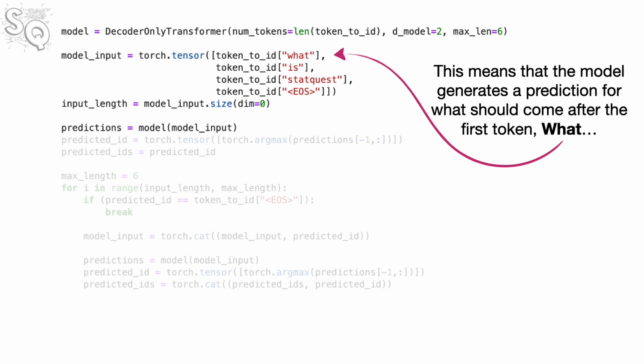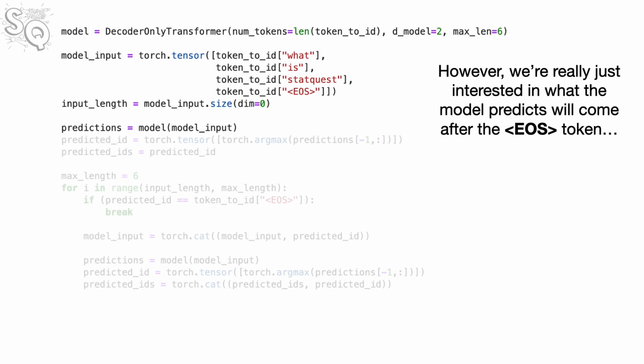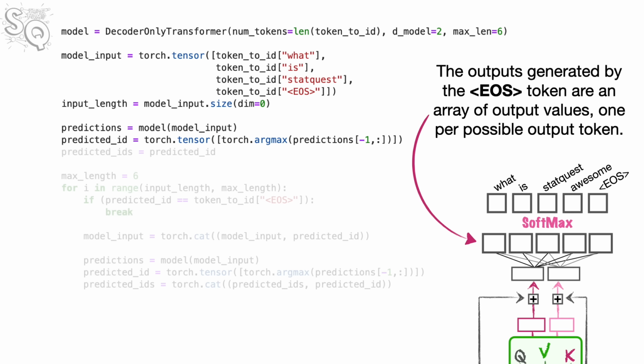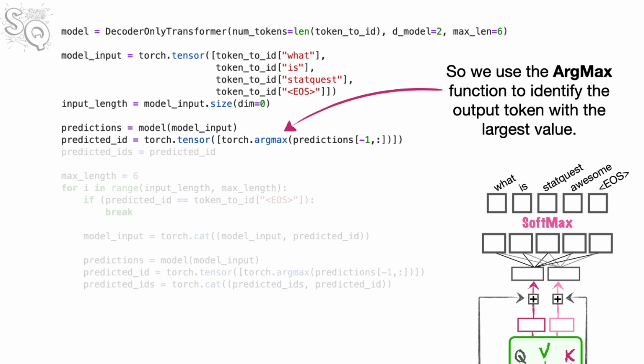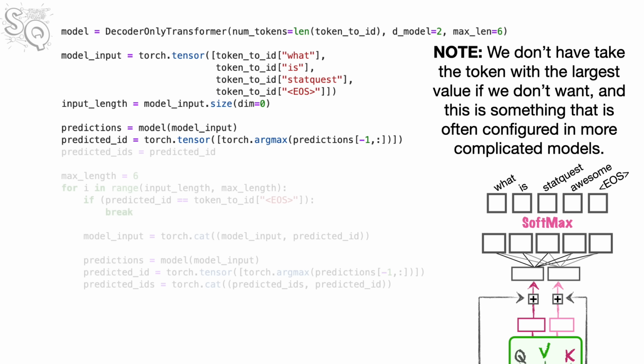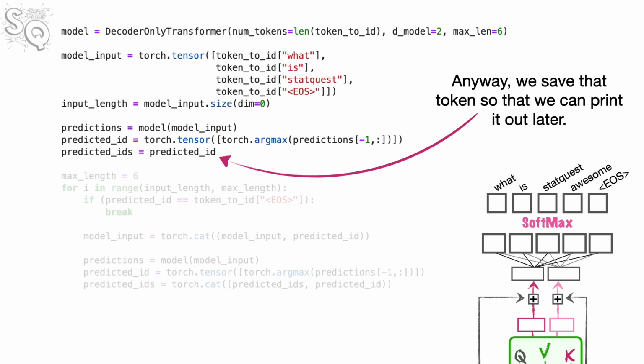This means that the model generates a prediction for what should come after the first token, "what", and for all of the other input tokens. However, we're really just interested in what the model predicts will come after the EOS token. So we use -1 to index the outputs generated by the EOS token. The outputs generated by the EOS token are an array of output values, one per possible output token. So we use the argmax function to identify the output token with the largest value. Thus, the token with the largest output value will be the first token generated as a response to the input. Note, we don't have to take the token with the largest value if we don't want, and this is something that is often configured in more complicated models. Anyway, we save that token so that we can print it out later.